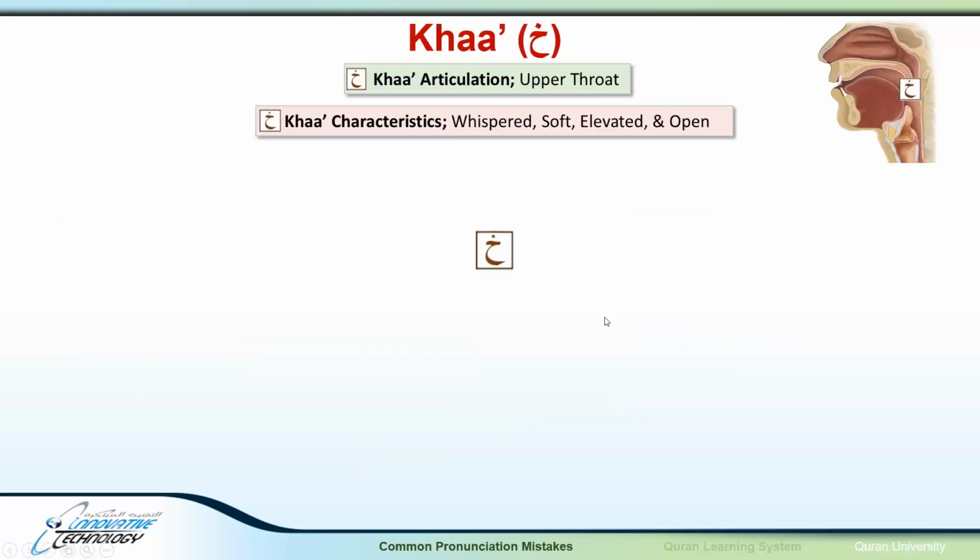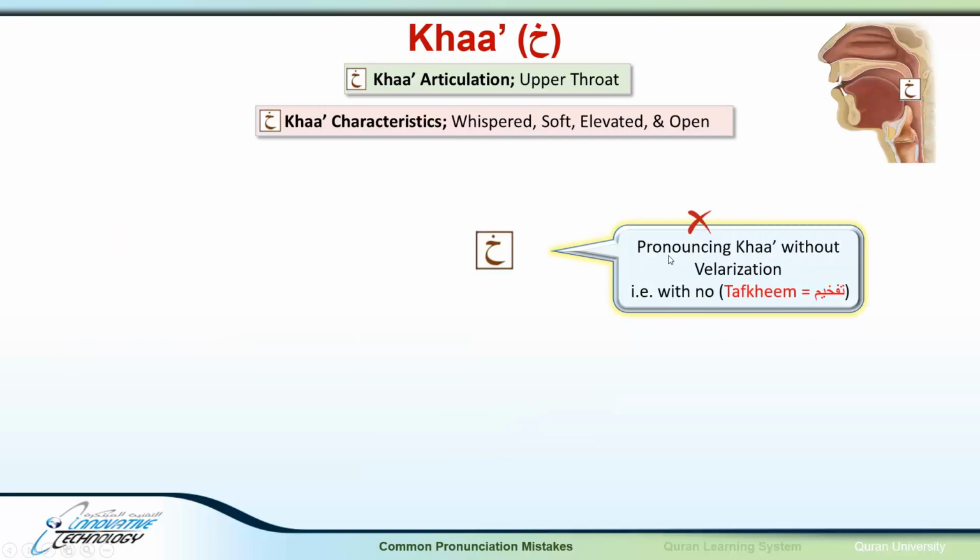Now, the mistakes of the kha. First mistake is pronouncing the kha without velarizing it, without tafkhim. Khalidin, Khalidin. While if we allow kha to be having tafkhim, it will be different. So let's listen to the right way of pronouncing it.